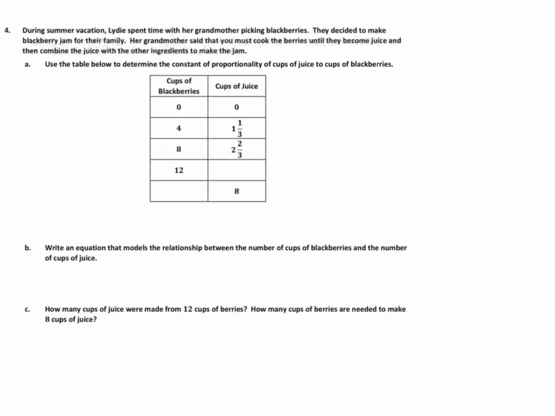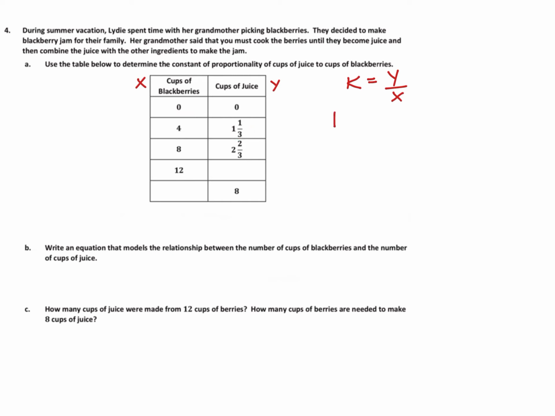Use the table to determine the constant of proportionality of cups of juice to cups of blackberries. So, we're going to label these X and Y. And to find that constant of proportionality, we divide Y by X. In this one, we're going to use either this set or this set because we don't want to divide by 0. And we don't have enough information about those two yet. I am going to use these two.